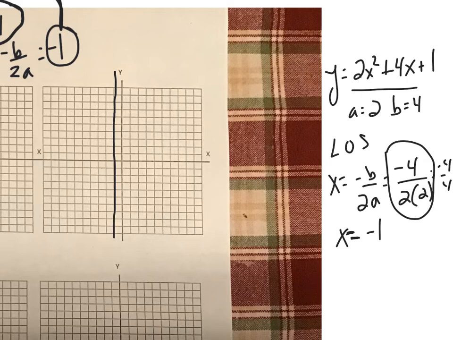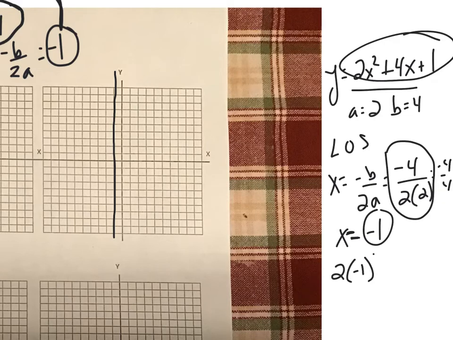Okay. Now we just have to plug this negative 1 into this. So I've got 2 times negative 1 squared plus 4 times negative 1 plus 1. So this is going to be a positive 2, because negative 1 squared is 1 times 2 is 2. This is going to be a negative 4, and that's going to be a positive 1. So this time, negative 1 is where our vertex is. So right here is where we go.